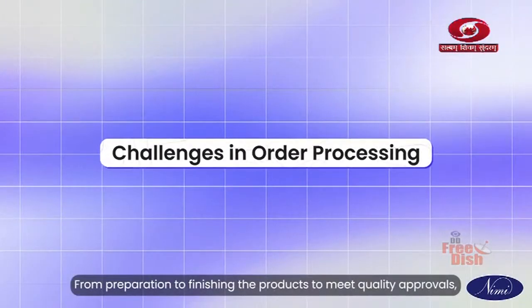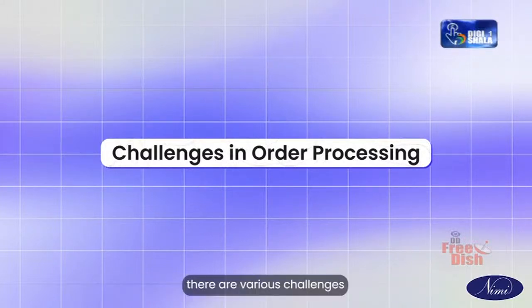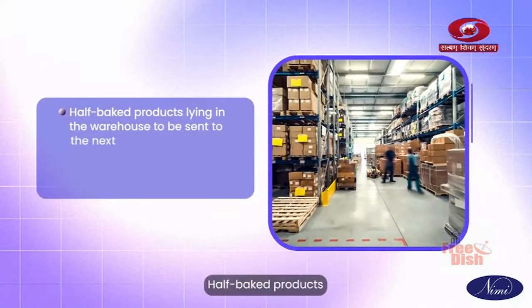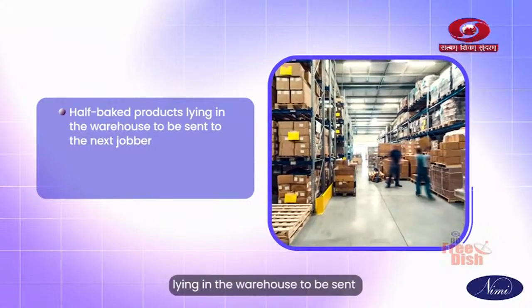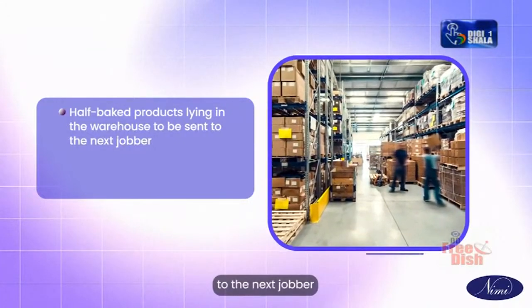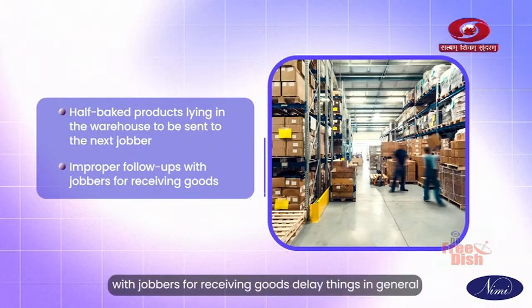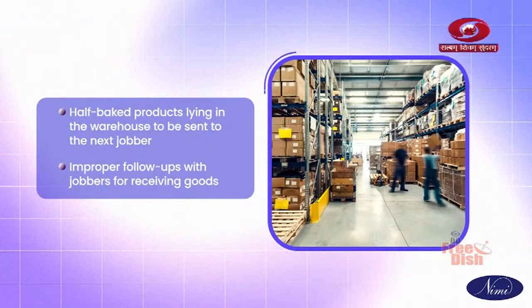From preparation to finishing the products to meet quality approvals, there are various challenges that garment manufacturers face in order processing. Half-baked products lying in the warehouse to be sent to the next jobber, or improper follow-ups with jobbers for receiving goods, delay things in general.